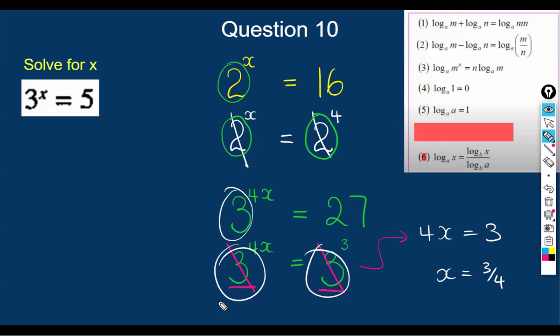Now, you already think maths is going to be like that. In every single question, you're going to be able to get the bases to be the same? And the answer is no. So what do you do? Well, luckily somebody invented logs, okay?